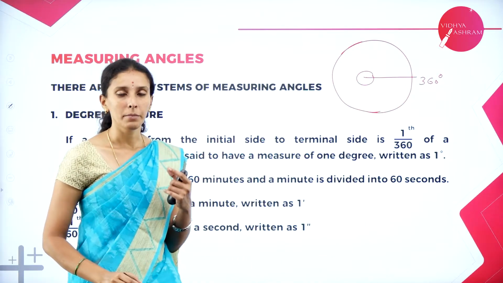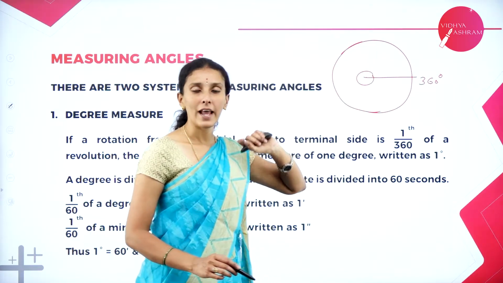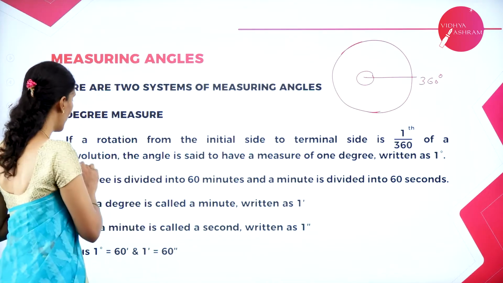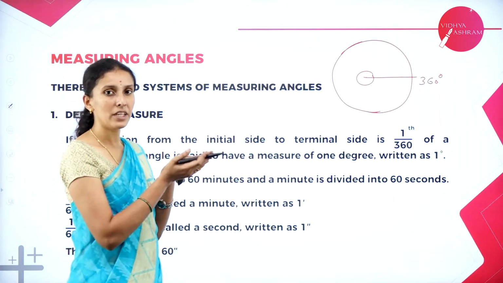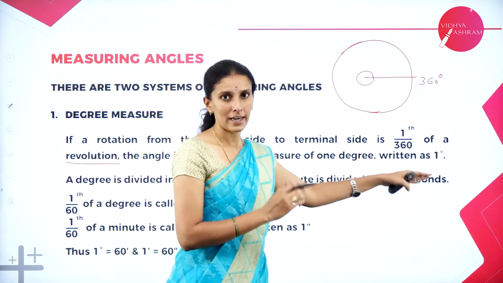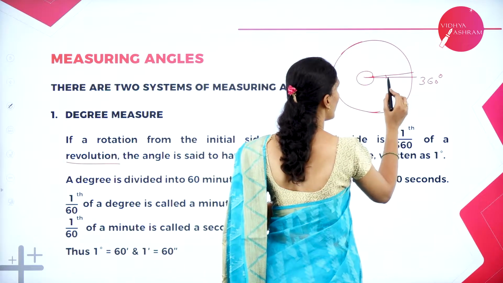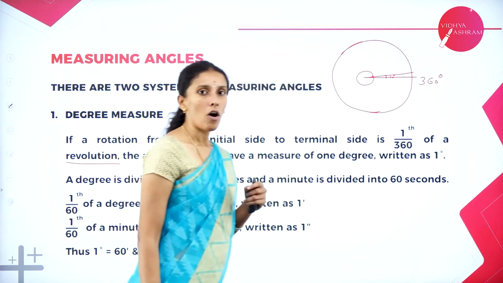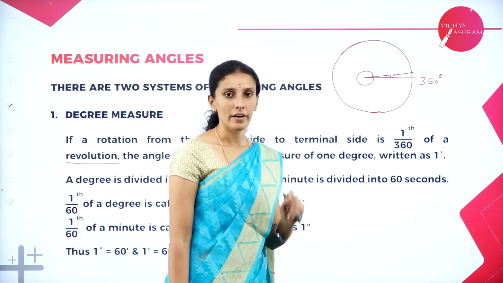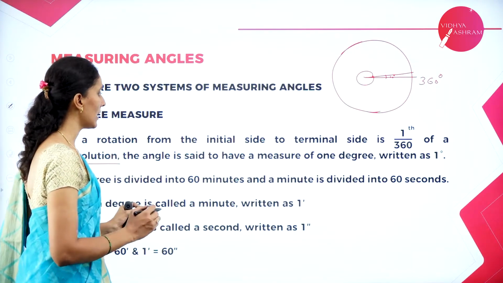A complete angle, the measurement of a complete angle is 360. Therefore, the measurement of an angle of a circle is 360 degrees. So, the amount of revolution of a ray from initial side to terminal side over 360 gives a certain degree. Suppose we take 1 degree, then 1 degree of angle is nothing but 1 over 360th of a revolution. That is how we will measure an angle in degrees.